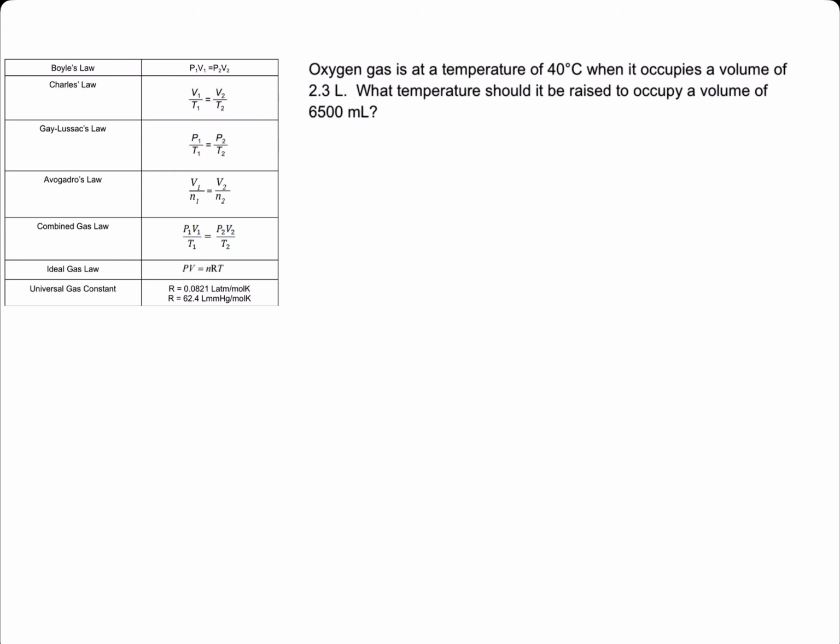Let's take a look at another example. Oxygen gas is at a temperature of 40 degrees Celsius when it occupies a volume of 2.3 liters. What temperature should it be raised to occupy a volume of 6,500 milliliters? Let's go ahead and write down our given table. They start off by giving us the temperature and the volume. And they want us to solve for the second temperature. And they give us a new volume.